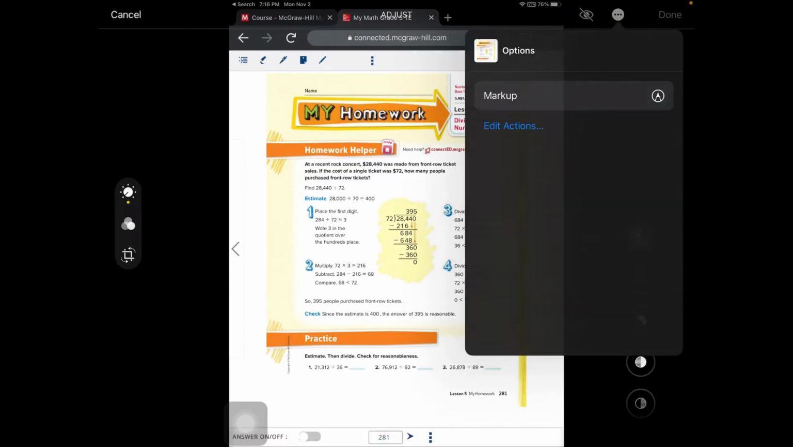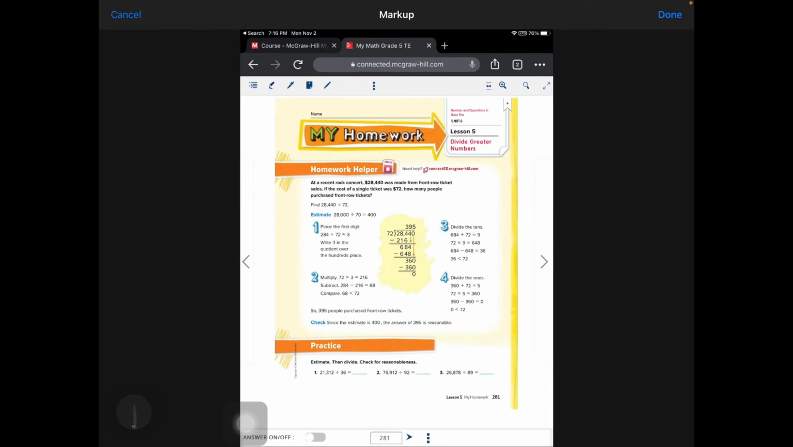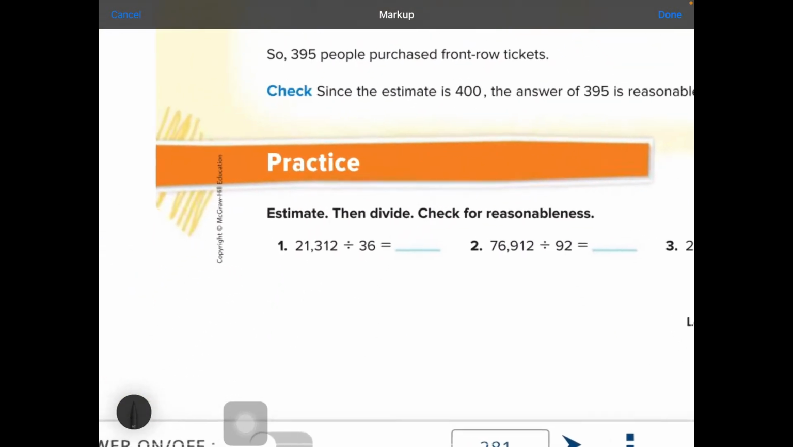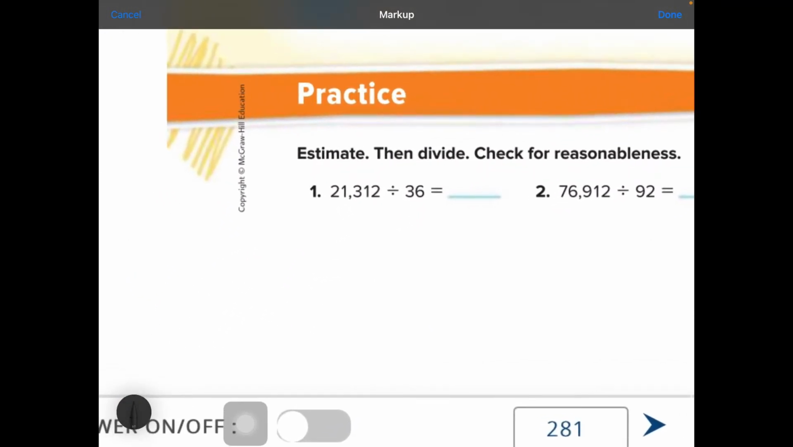I want you to go right to the homework. Again, you're going to need some graph paper, divide, and check for reasonableness, estimate.